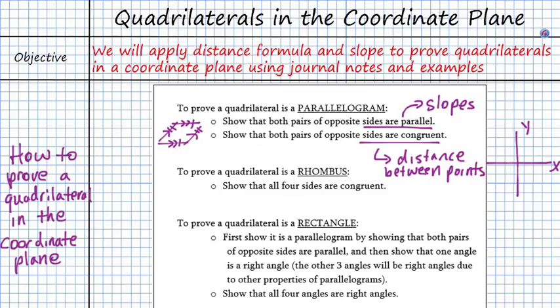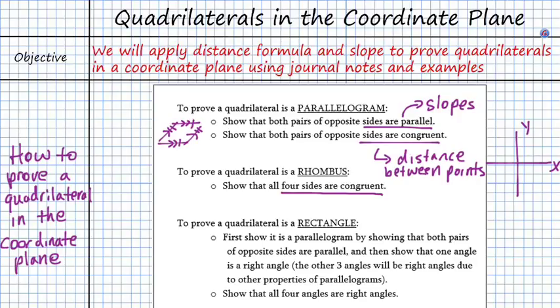Then we have to show that all four sides are congruent. And again, congruency means that we're going to have to use our distance formula, because that is going to be saying that they have the same length, and we know that length is kind of related to the distance between 2 points, as we've seen from our formula where we used our Pythagorean theorem earlier.